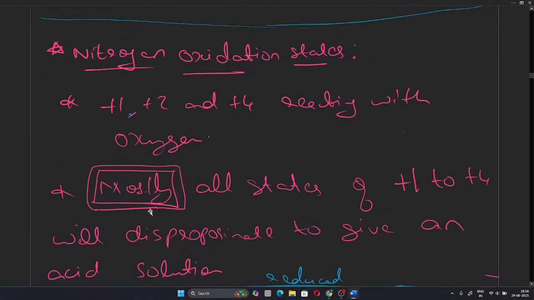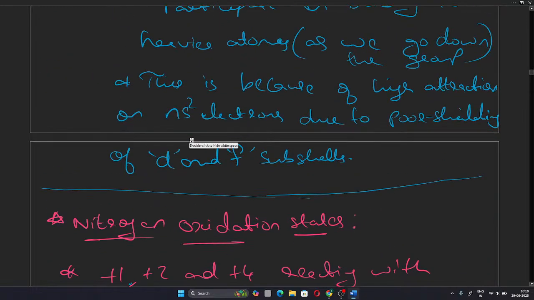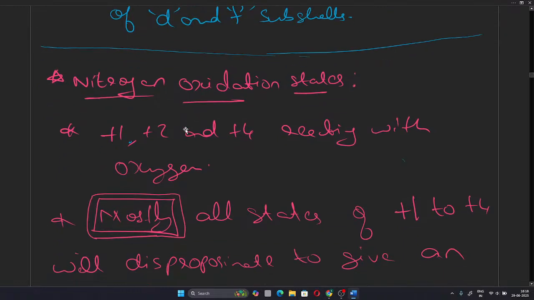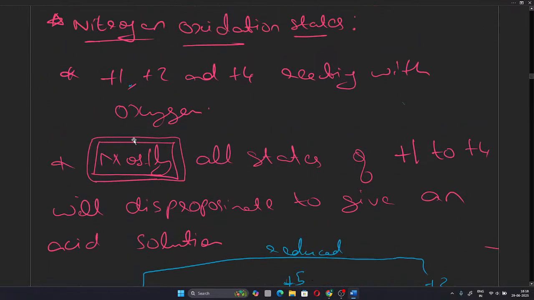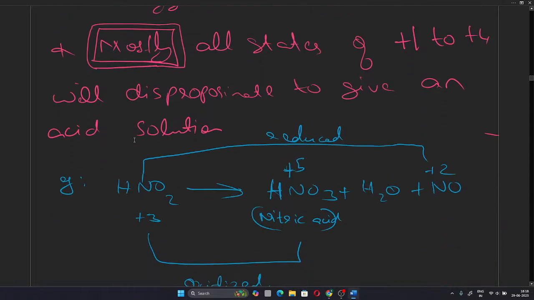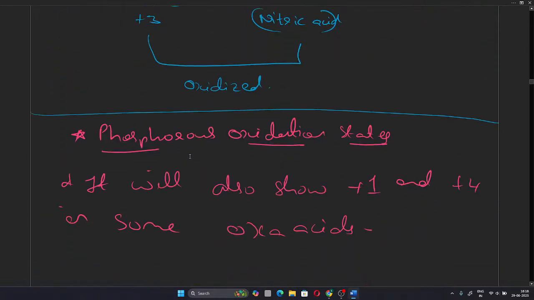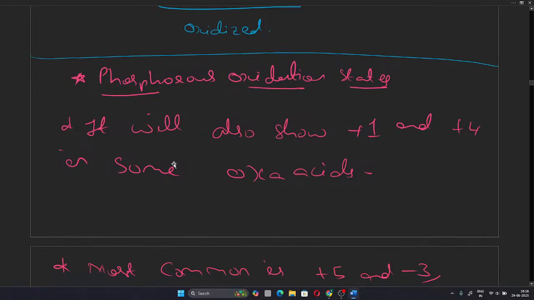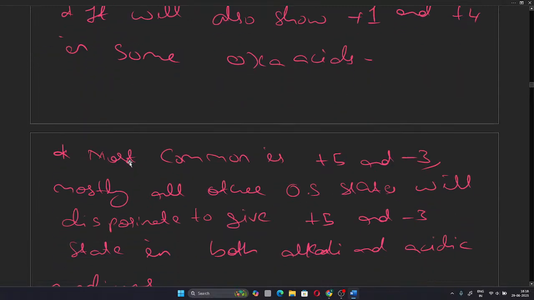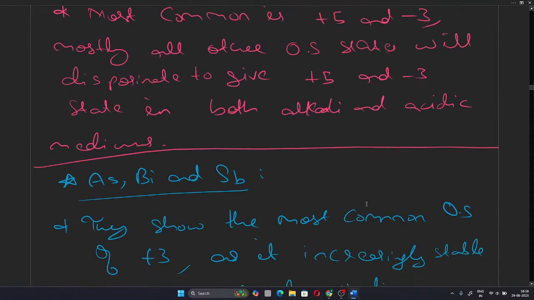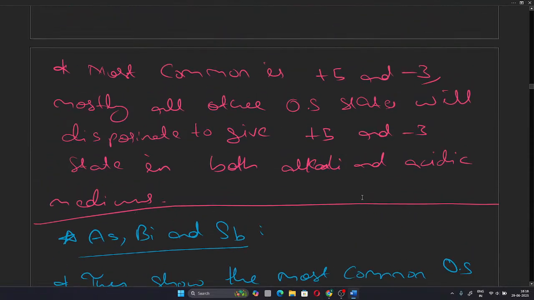Nitrogen oxidation states: +1, +2, and +4 when reacting with oxygen. Mostly all states between +1 and +4 will disproportionate to give an acid solution, which is the nitric acid solution, or others. Phosphorus oxidation states: it will also show +1 and +4 in some oxoacids. Most common is +5 and -3. Mostly all other oxidation states will disproportionate to give +5 and -3 states in both alkali and acidic mediums.